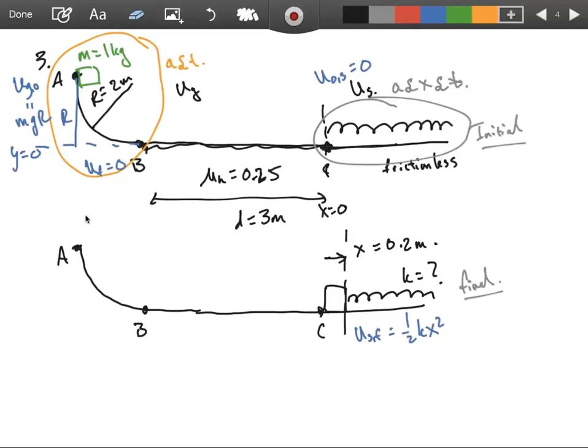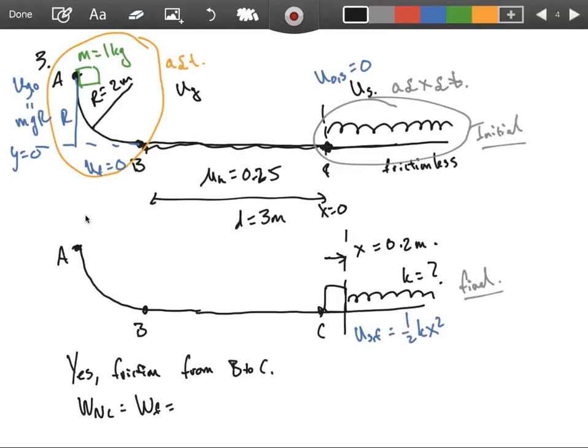Step number 3, do I have any non-conservative forces? Well, in this case, the answer is yes. Again, there's friction from B to C. So what is my work done, step number 4, by my non-conservative force? Well, that's going to be the work done by the friction force.